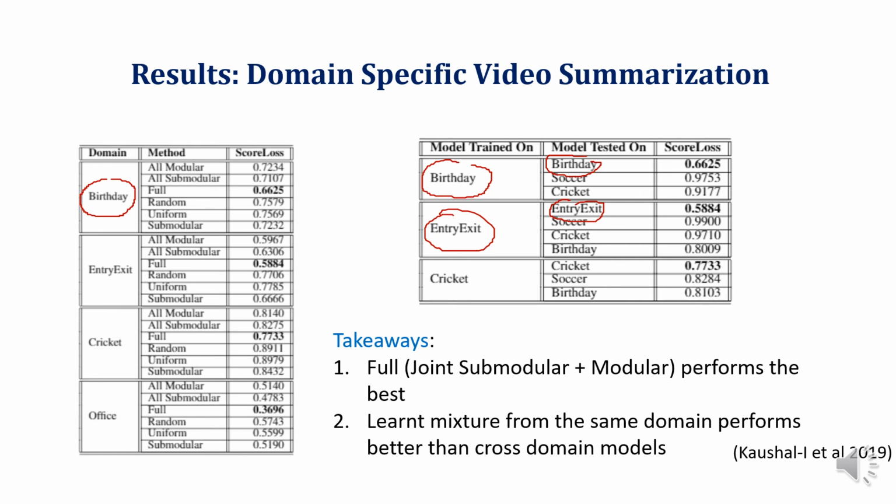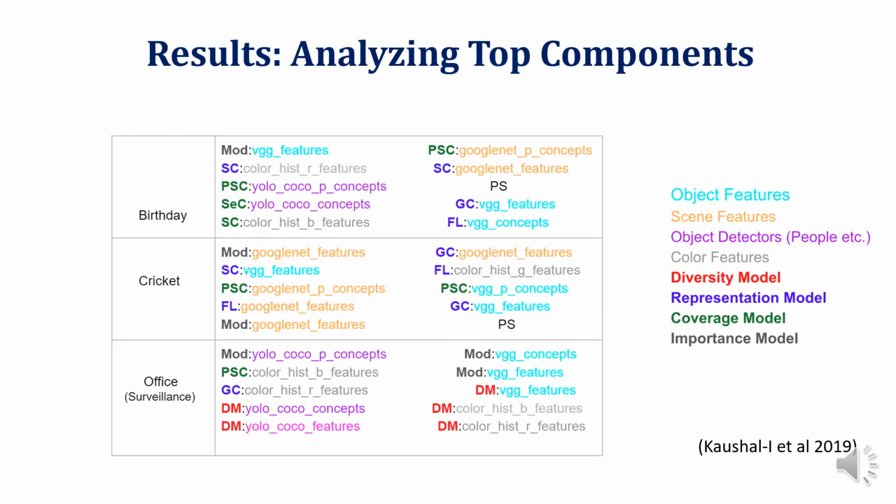So therefore it's useful to train. If you want to evaluate on birthday, you rather train on birthday. So this is birthday on birthday, entry exit on entry exit, and so on. Another important takeaway is that some of the top component features would intuitively correspond to the corresponding domain.